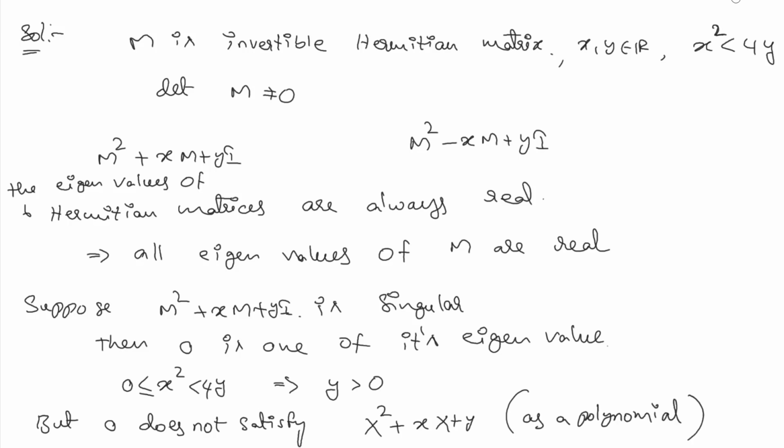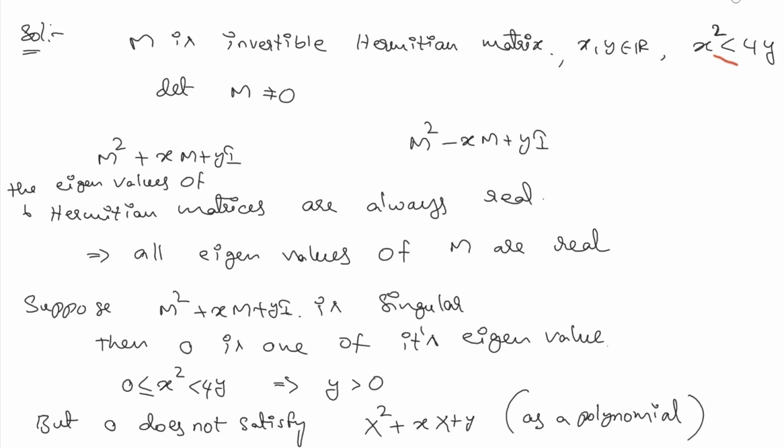For these conditions, if we have y is equal to 0, then we can say 0 satisfies this polynomial, and in that case one can say this matrix can be singular. But for this condition, x square is strictly less than 4y, we always have that y is greater than 0. Even if we have x square is less than or equal to 4y, in that case we can see y can be 0.